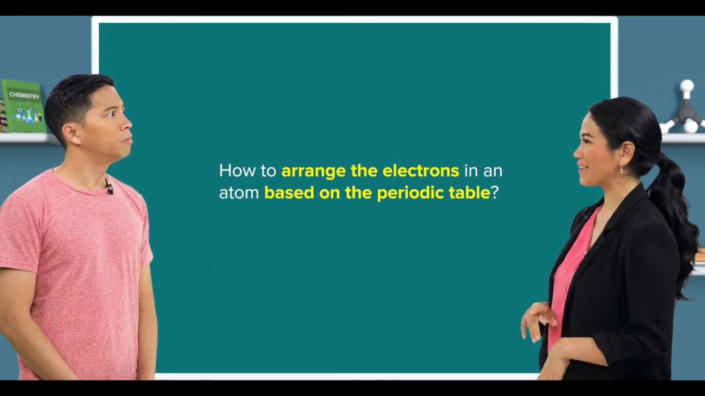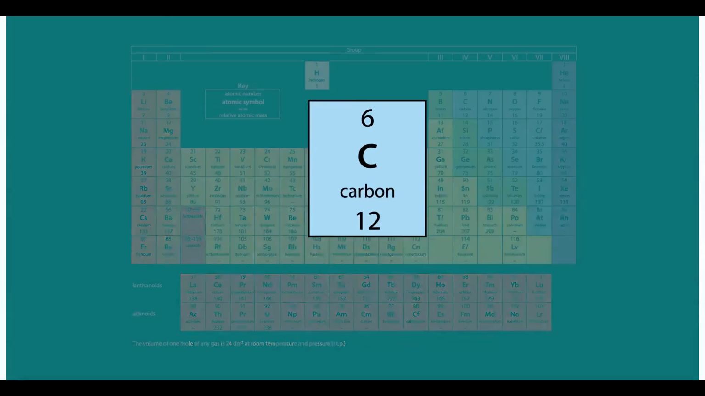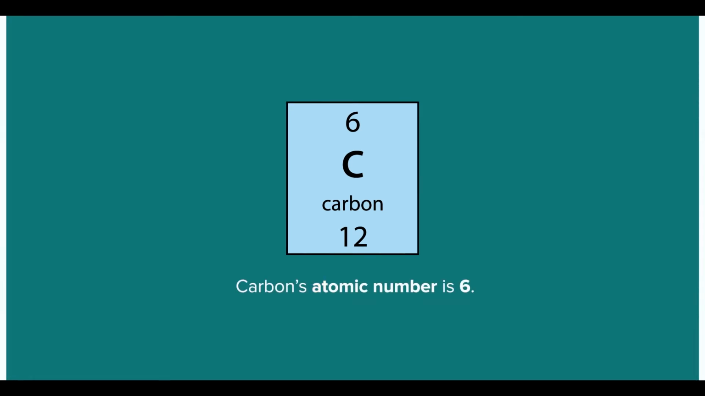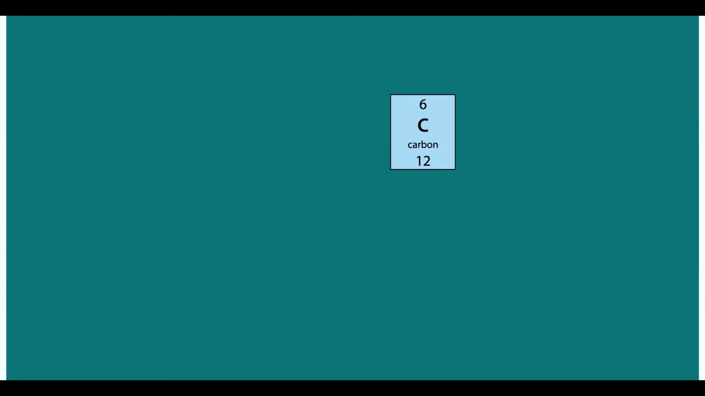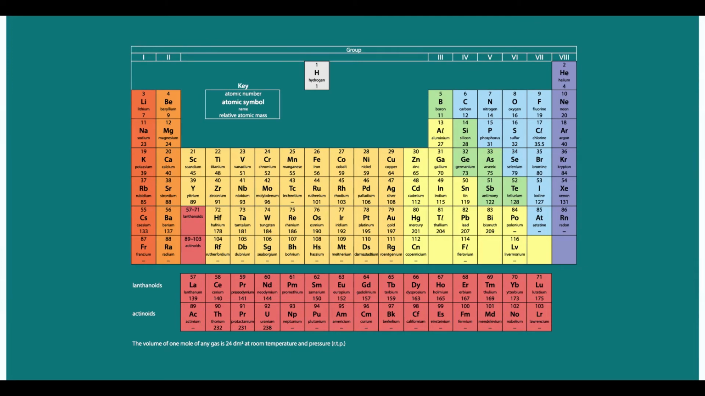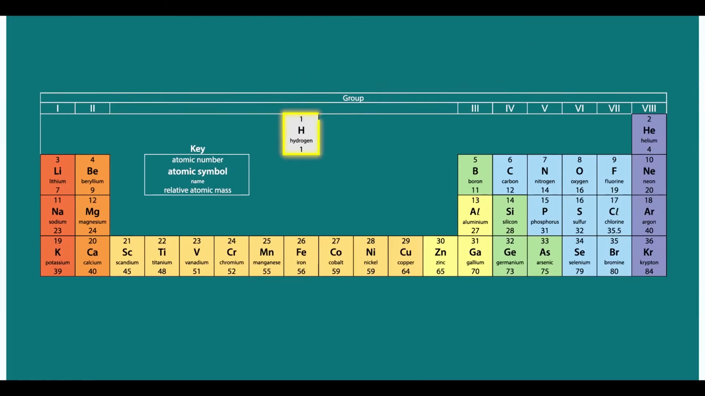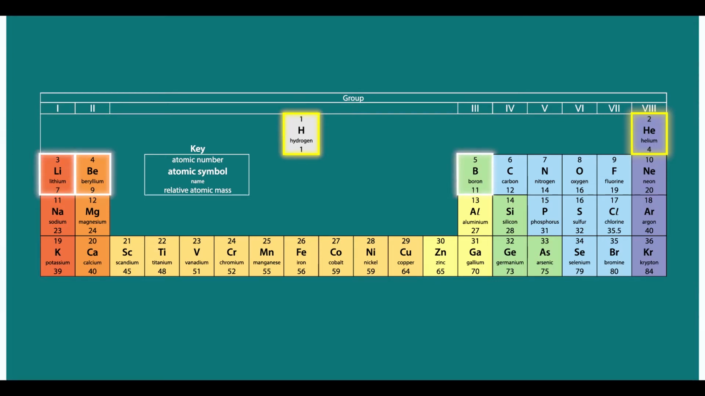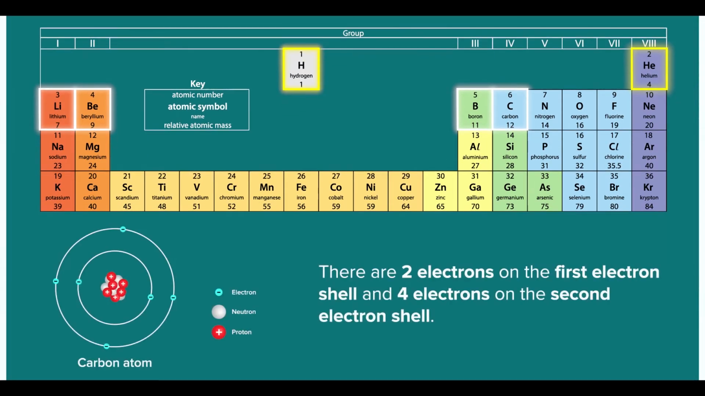Oh, don't worry. Let me explain. Take carbon as an example. Carbon's atomic number is 6. Let's count to 6 on the periodic table. We count 1, 2 on the first period. Then 3, 4, 5, 6 on the second period. This means that there are 2 electrons on the first electron shell and 4 electrons on the second electron shell.